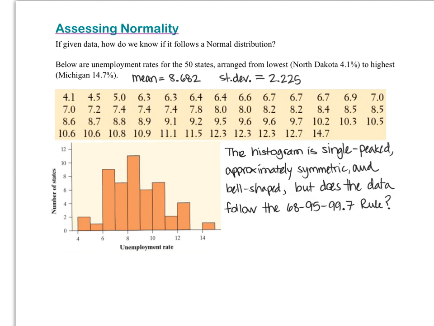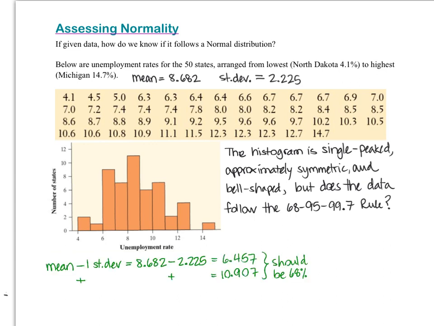We're going to start with some calculations: the mean plus or minus the standard deviation 1, 2, or 3 times. That's going to establish the boundaries for us to check the data against. When we start out at the mean and go to the left 1 standard deviation and to the right 1 standard deviation, we end up with these boundaries of 6.457 and 10.907. That should represent 68% of the data. Let's see if it does.